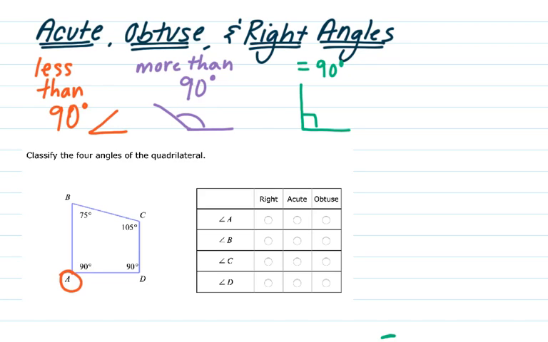So first we'll look at angle A. It's 90 degrees. 90 degrees is a right angle. Next, we'll look at angle B. Angle B is 75. Well, that is less than 90. So a 75-degree angle is acute. Okay, now we'll look at 105. That's bigger than 90. So an angle that's bigger than 90 we call obtuse. Now we go back to angle D, and it's exactly 90 degrees. So that is a right angle.